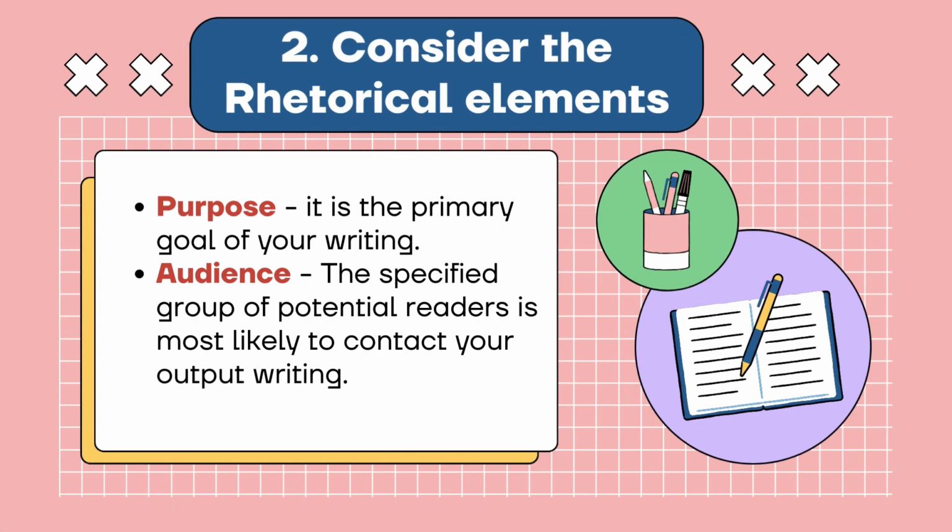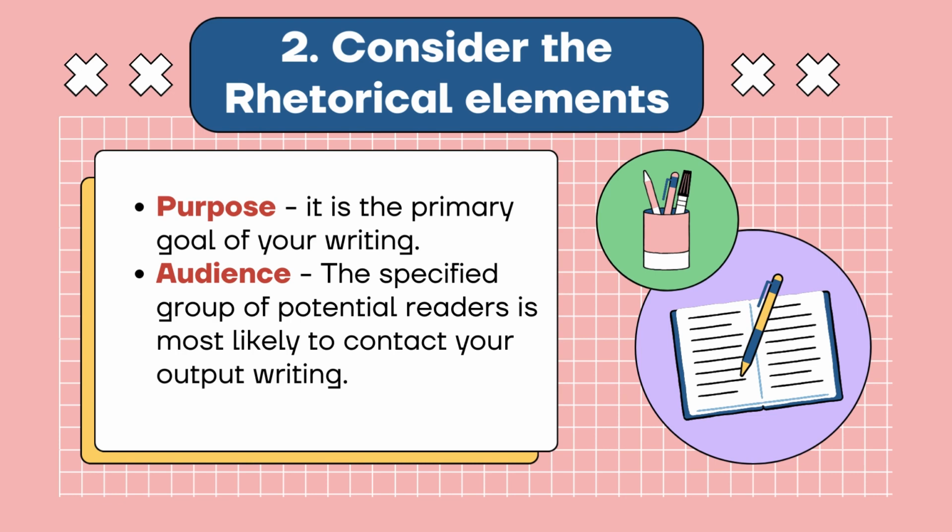Next is consider the rhetorical elements. The purpose. It is the primary goal of your writing. In academic writing, the purpose refers to the intention behind the writing. It encompasses what the writer aims to achieve through their piece of writing, such as informing, persuading, analyzing, or arguing a particular point.